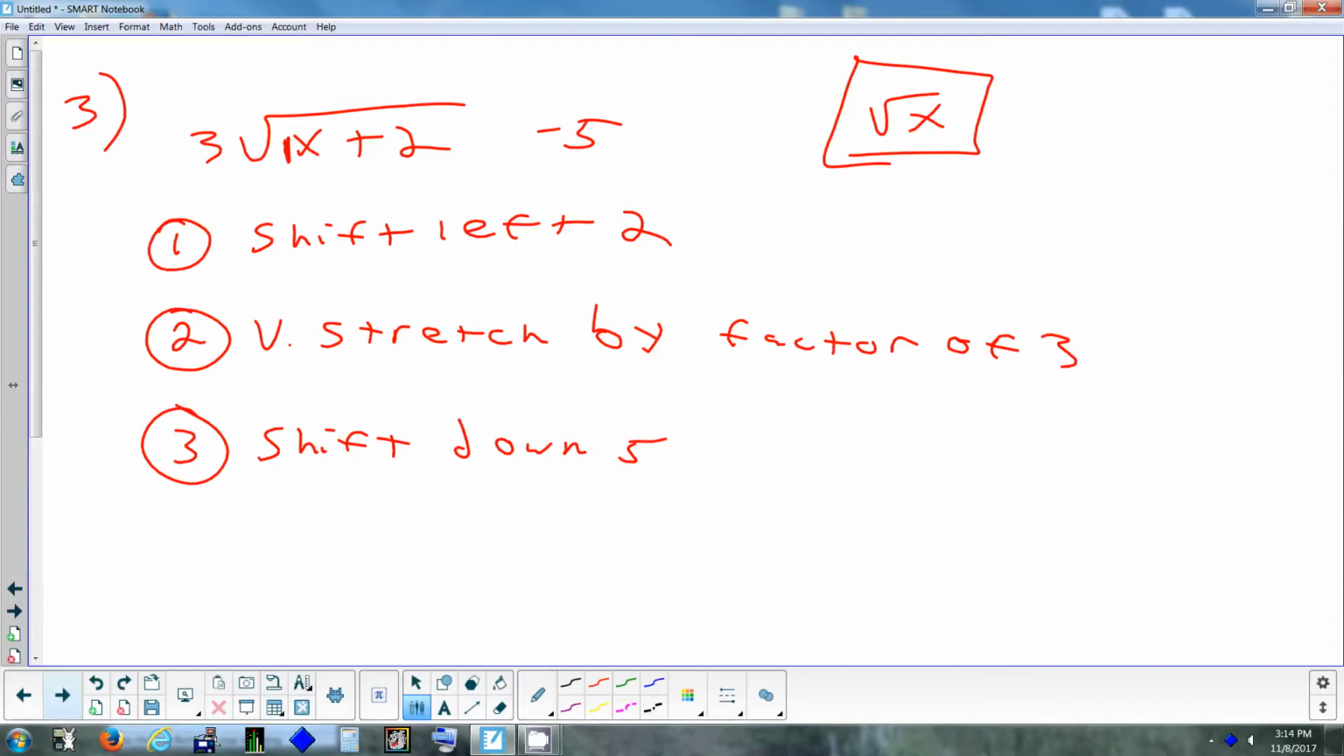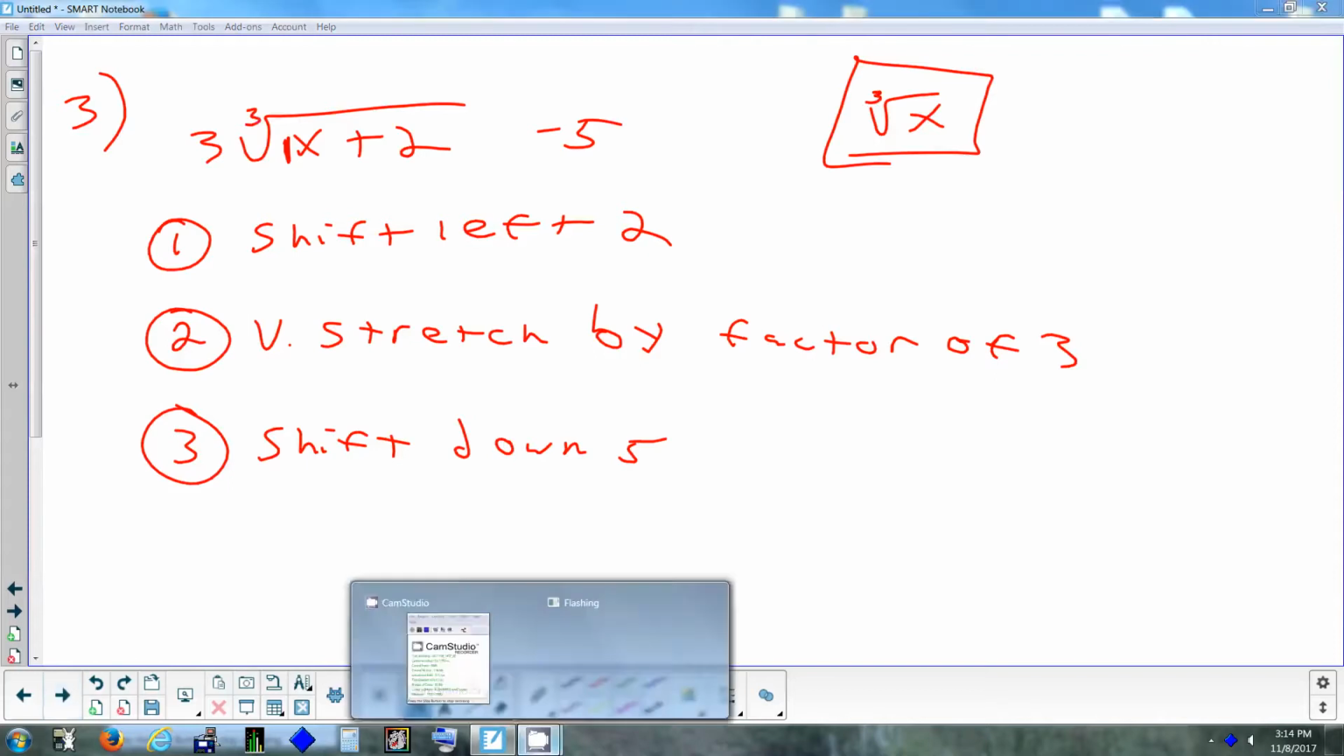If it's like a cube root, does the 3 do anything? No, the only difference would be if that was a cube root, now you'd be comparing everything to the cube root of x, and the answer would be exactly the same. Yep. All right.